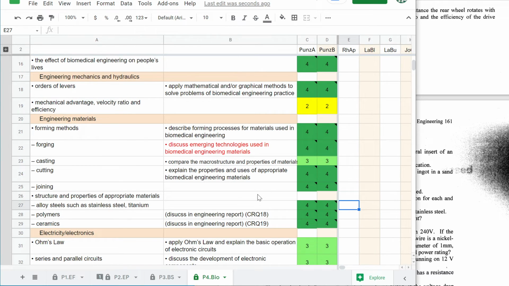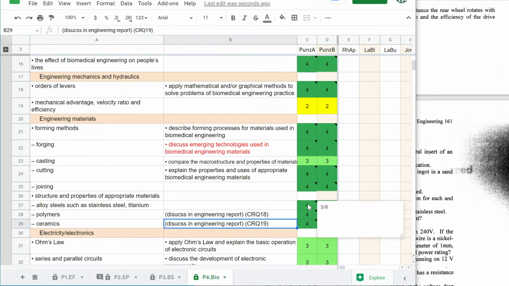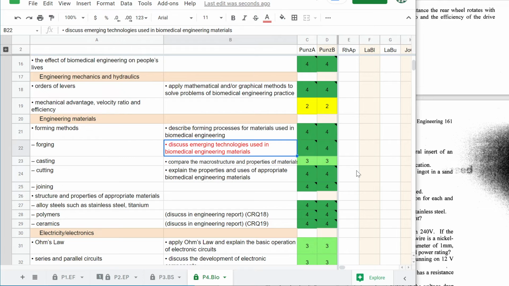I've nearly finished what I wanted to talk about. So I've made you do titanium homework, so that's covered. Polymers and ceramics, I will just make you do those two chapter review questions, and we're discussing the engineering report. Now, what's really important is discuss emerging, I've left this right to the end, but hopefully the fact that it's in bright red will help people. Discuss emerging technologies used in biomedical engineering materials.